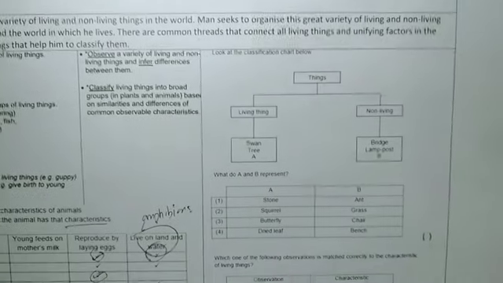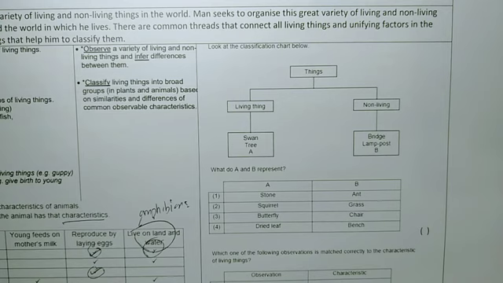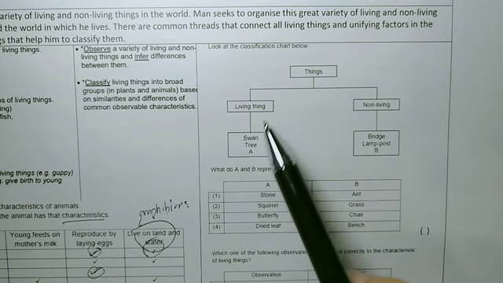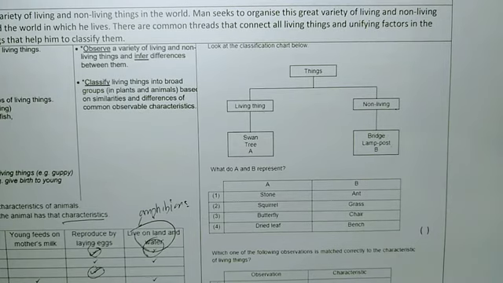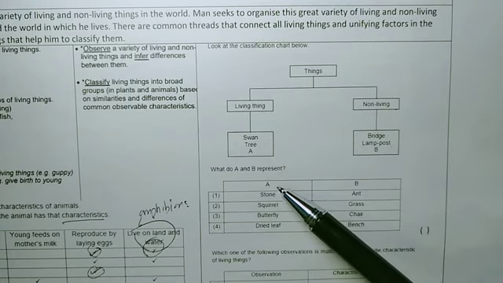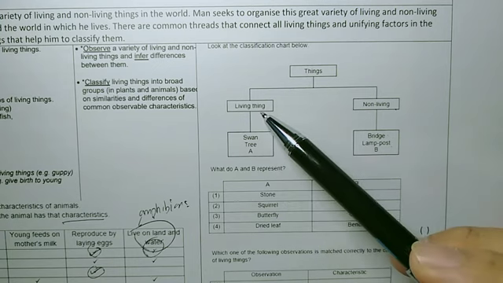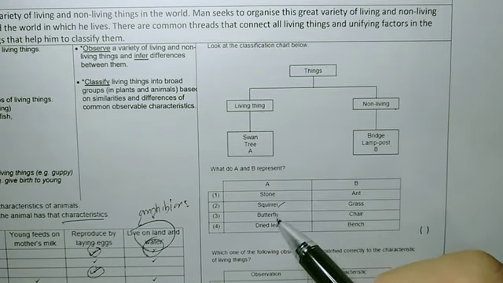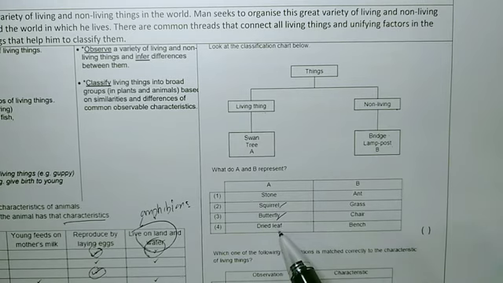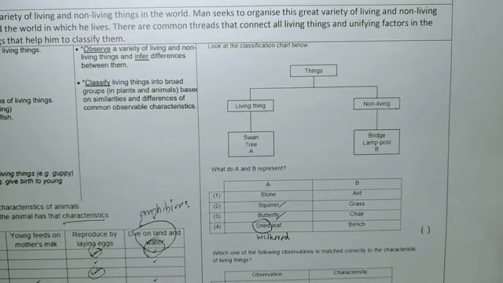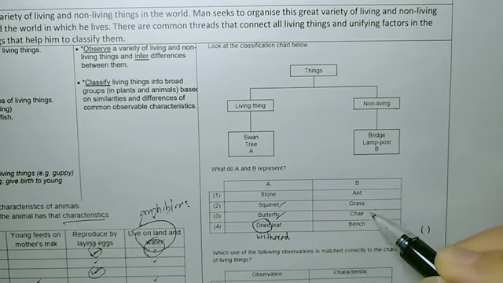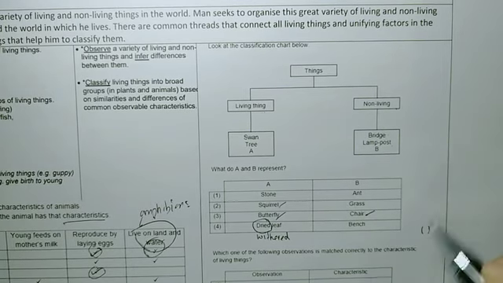Next one, list all the classification. Look at this chart here. Things, living things, swan, tree, non-living things, bridge, lamppost. Very simple question. So what represents A? A must be a living thing. So living thing is a squirrel, butterfly. Now leaf is a living thing, but when you say dried leaf, it means that this leaf has died, it has withered. If it has withered, it's dead. Okay, so it can be either 2 or 3. Non-living things. Chair is a non-living thing, so answer here is 3.